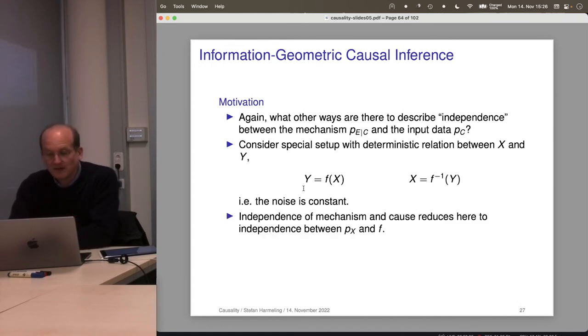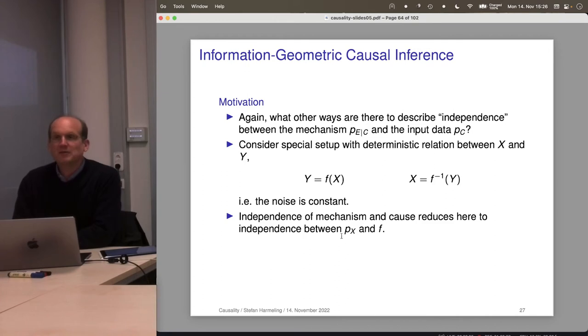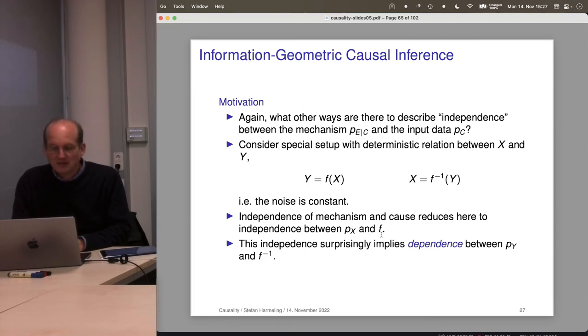The curious thing is now, under this assumption, the independence of the mechanism and the cause can be reduced to an independence between the marginal distribution of X, the density, and the function f. And this can be expressed with a mathematical expression. So we can really have an independence between a function and a density, which is, I think, new, at least to me. Curiously, if we assume an independence between this density and this function, one can show that there's a dependence in the situation the other way around. So it's about the inverse of f, and it's about p_y. And again, this is quite surprising.